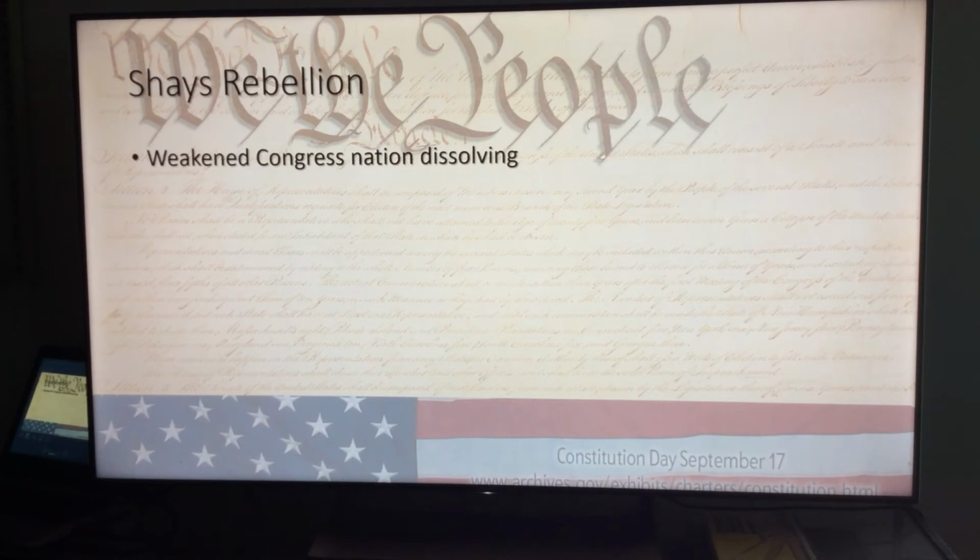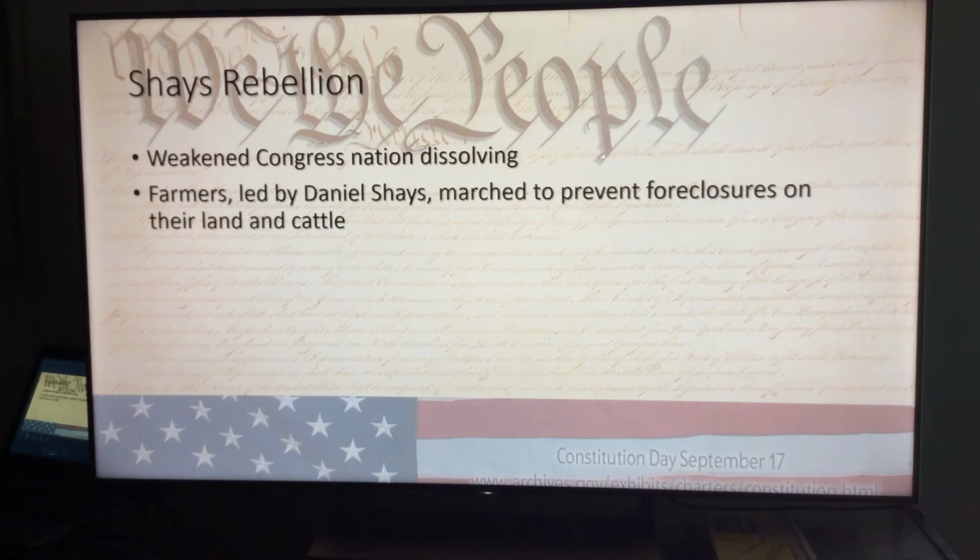Weakened Congress leads to the nation dissolving. There is no strong national government. It is not doing its job of protecting rights. So farmers, led by Daniel Shays, marched to prevent foreclosures on their land and cattle.